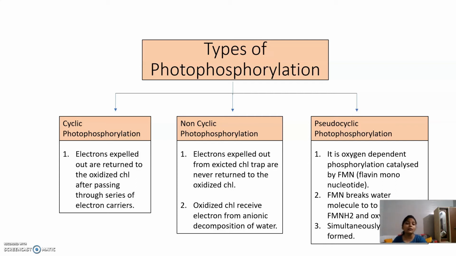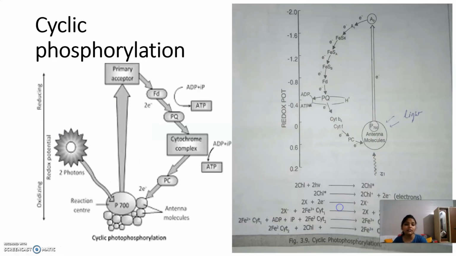Whenever it requires new electrons, they receive the electrons from the anionic decomposition of the water. In case of the pseudocyclic photophosphorylation, the oxygen-dependent photophosphorylation occurs by the FMN protein or vitamin. The FMN breaks the water molecule to produce the FMNH2 and water, and ATP is formed simultaneously. It is coupled with it. Let's see how this occurs.